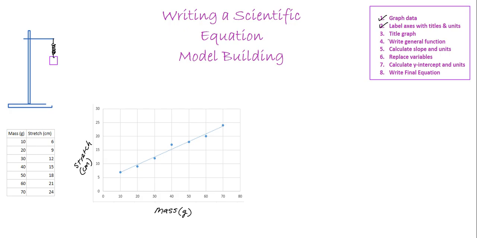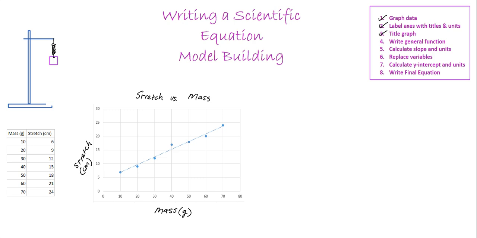Now when I title my graph, the convention is to do the vertical versus the horizontal, or y versus x. So in this case, that's going to be stretch versus mass. Okay, so I've got meaning now added to the graph. It's not just a random line.